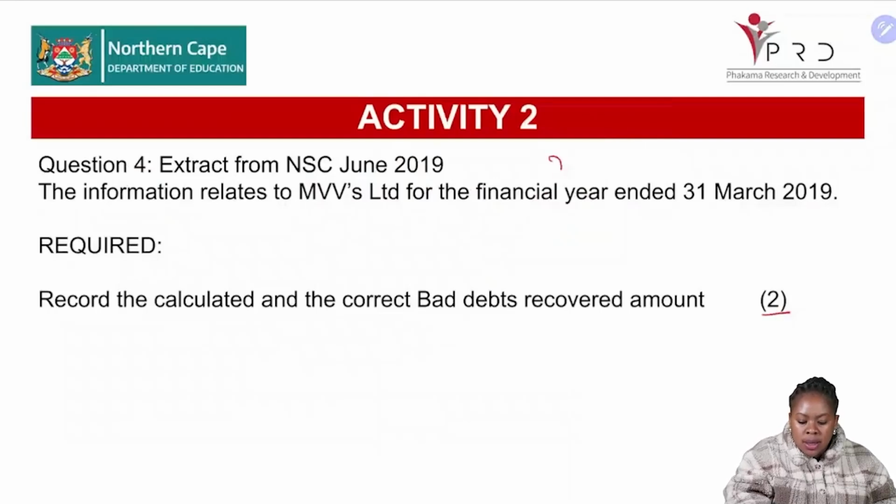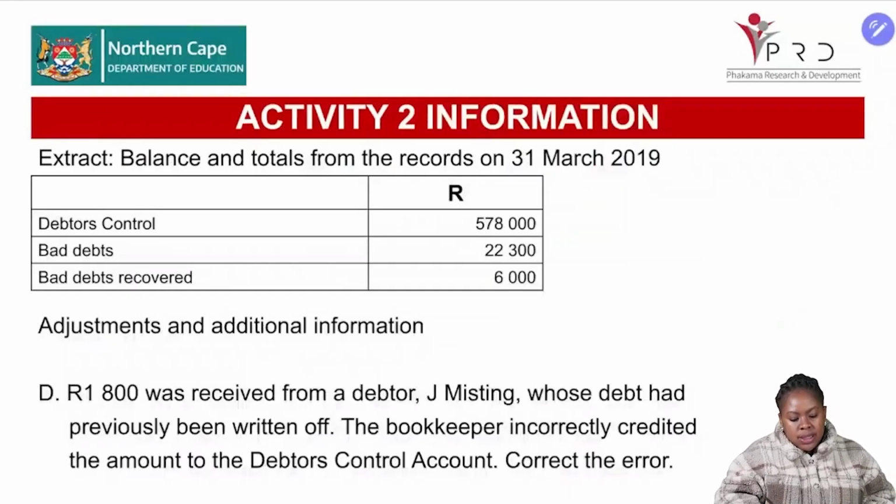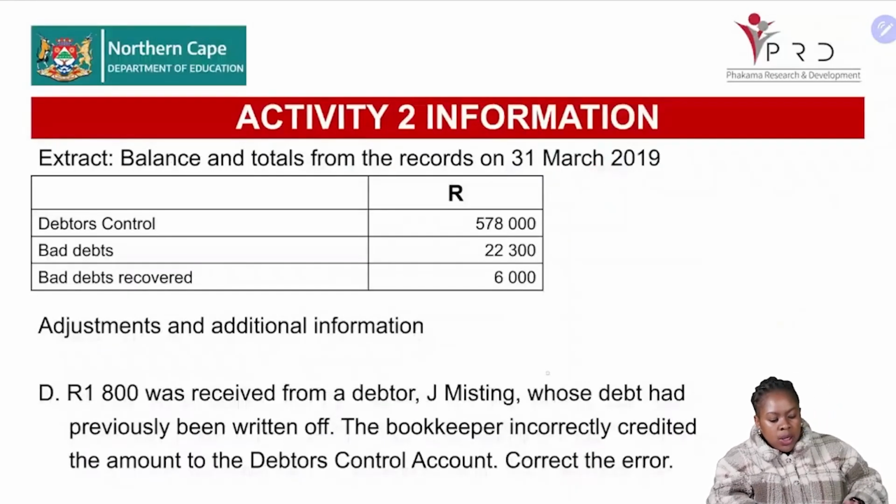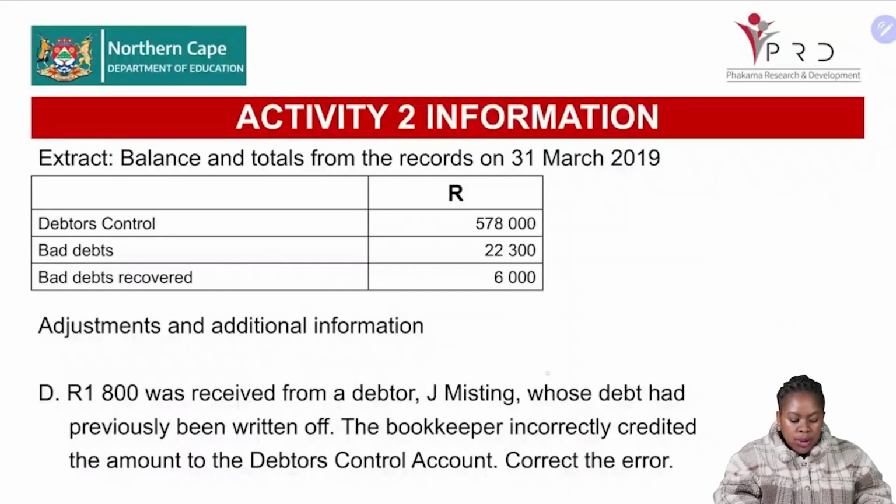2 minutes to quickly complete this activity. Here's the information provided. So you are going to calculate the correct bad debts recovered amount. Okay, 2 minutes.